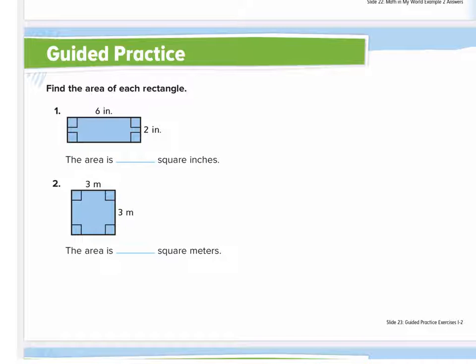Find the area of each rectangle. This is measured in square inches because they've got inch side lengths, and then we're going to be finding out how much area is on the inside. So 6 times 2 equals 12. So the area of this rectangle is 12 square inches. Length times width, 3 times 3 equals 9 square meters.